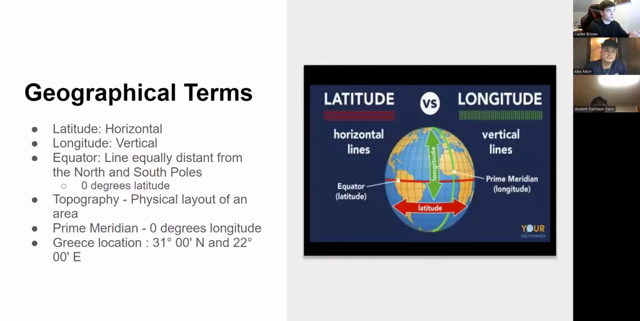And then along with that is the prime meridian, which splits in the opposite direction of longitude. And it's also at 0 degrees longitude. So it's that very middle piece. But Greece's location on the globe is 31 degrees north and 22 degrees east. And then topography related with geography is the physical layout of an area. So that's your mountains, your rivers, your cliffs, anything that makes an area an area.